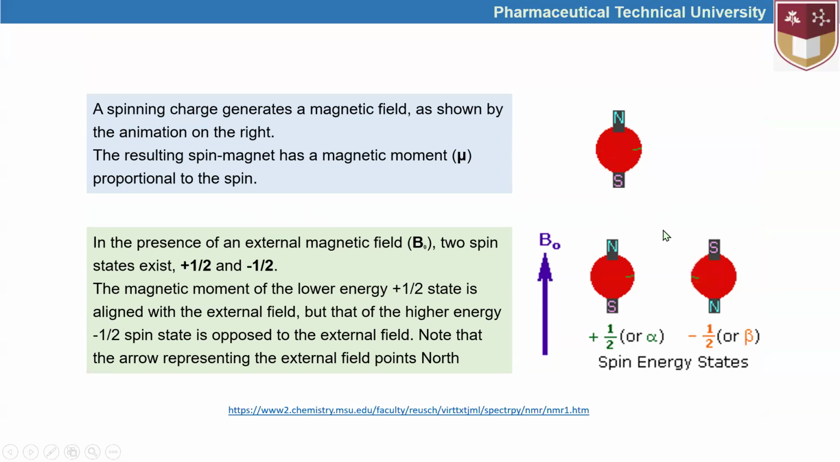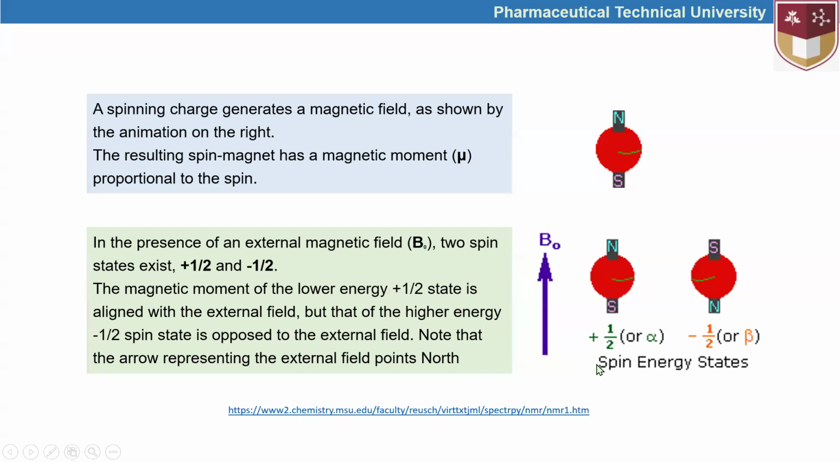If the magnetic field has, let's say, north and south location like this, so the spin might have this kind of spin. Yeah? A spinning charge generates a magnetic field as shown by the animation on the right. Yeah? The resulting spin magnet has a magnetic moment, yeah, proportional to the spin. And in the presence of the external field, as indicated here, B0, yeah, two spin states can exist, plus 1/2 or minus 1/2.